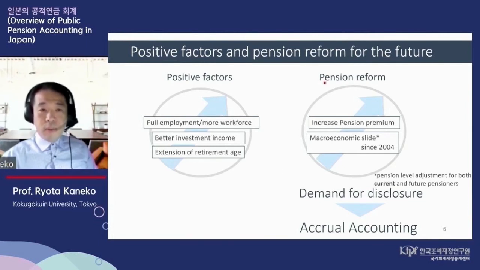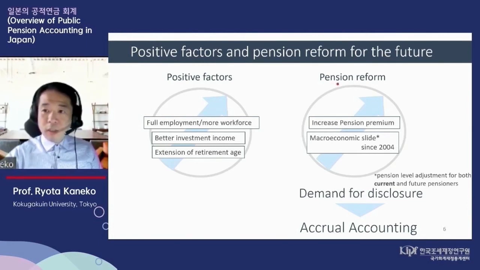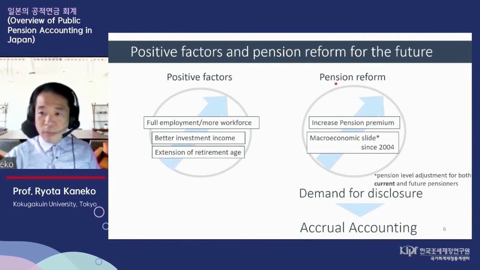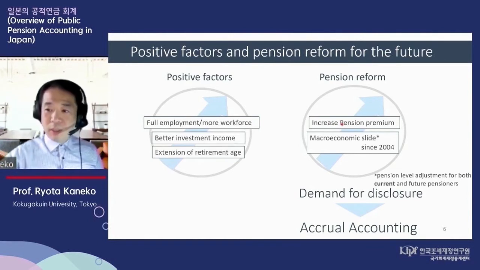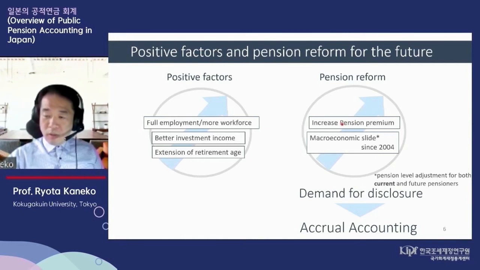But even with these positive factors, we have to have pension reform for the future. So we have to increase the pension premium, and we have to decrease the pension benefit. We have had some pension reforms, but the biggest one was in 2004. It implemented the macroeconomic slide, which means a pension level adjustment for current and future pensioners. So our pension level may go down year by year.